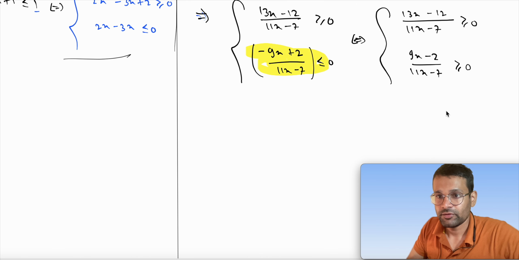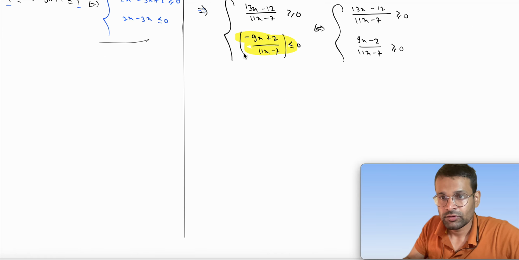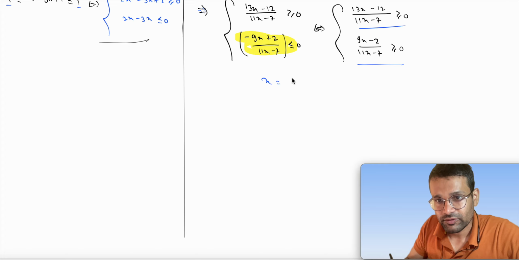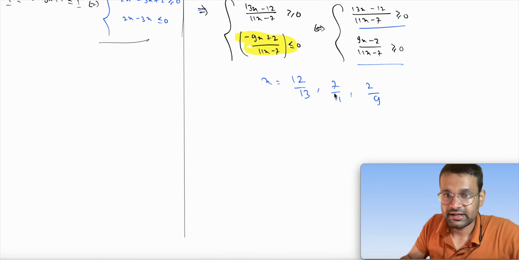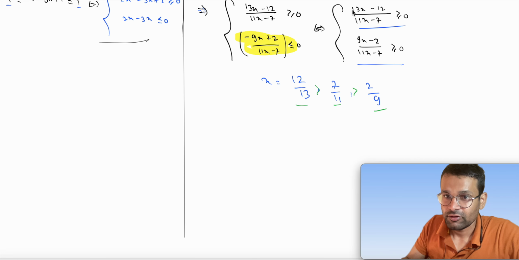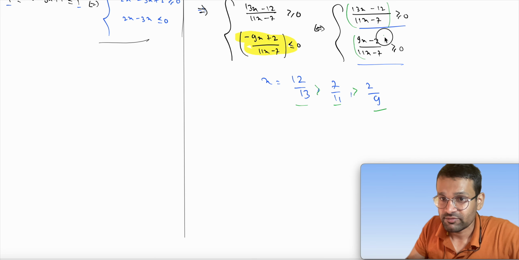Okay, now we solve. Now what is the critical point? You can find it from both of them. x equal to 12 by 13, 7 by 11, and 2 by 9. Okay, you can see that this one was the greatest, this was the middle one, and this was the last one. These are all the critical points we find from both inequalities.